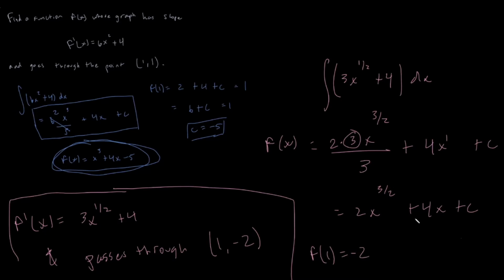So for f of 1, I'm going to plug in 1. So I get 2 times 1 is 2 plus 4 plus c equals -2. So I get 6 plus c equals -2. C equals -8.